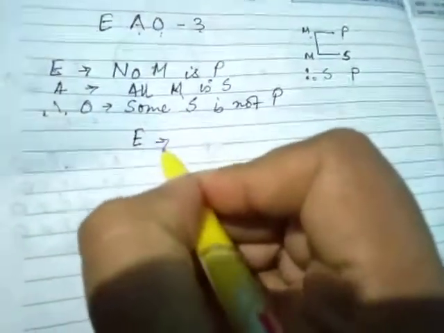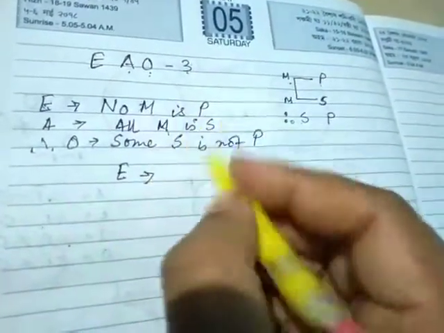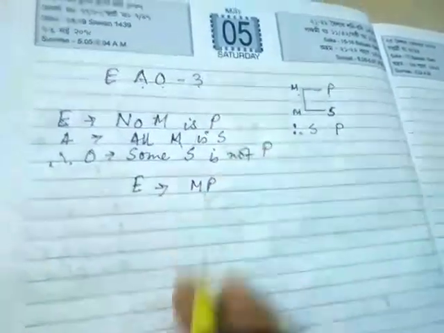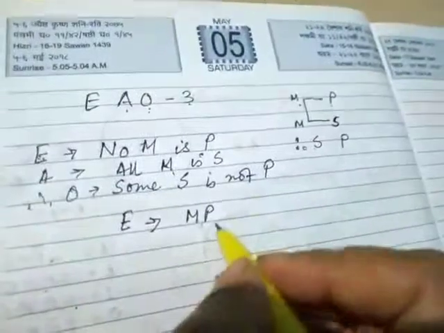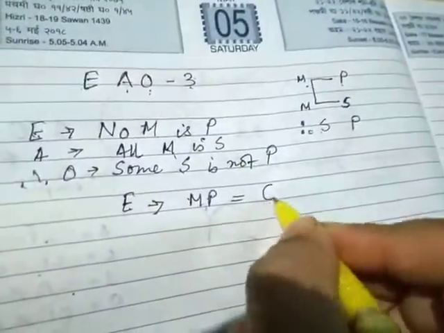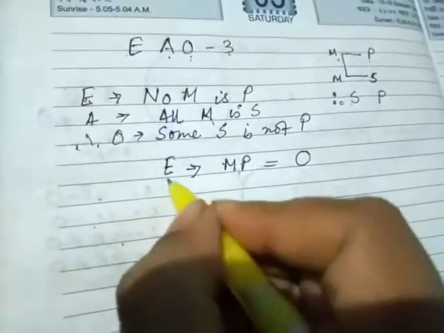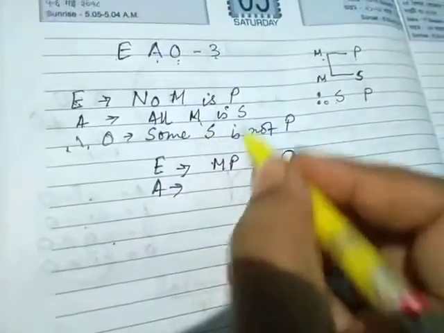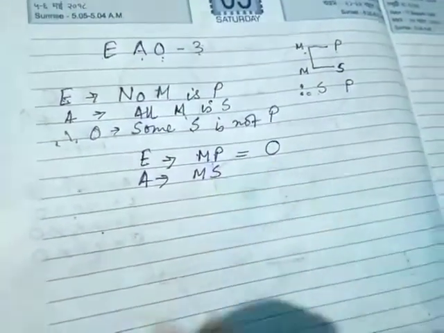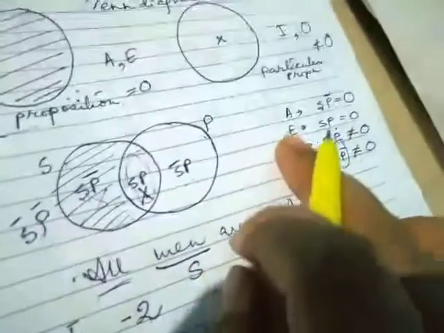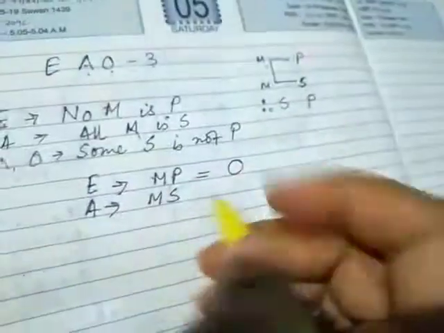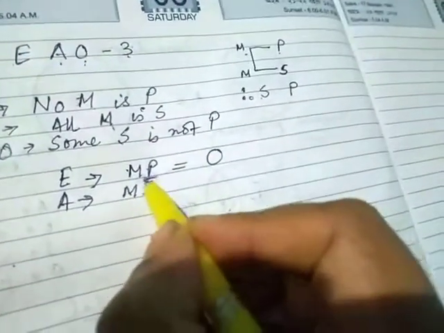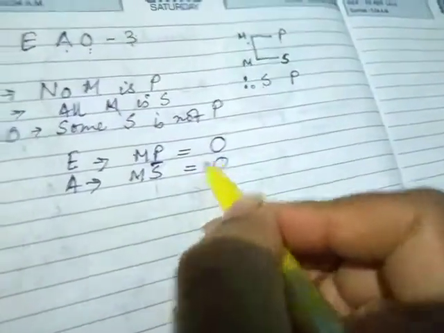Now the first one is E and there is M P. In the first one there is M P, and we know what the symbolization of E is: subject predicate equal to 0. So I will write subject predicate equal to 0. The second one is A. There is M S. Now what is the symbolization of A proposition? Subject predicate bar equal to 0. So subject predicate bar equal to 0.